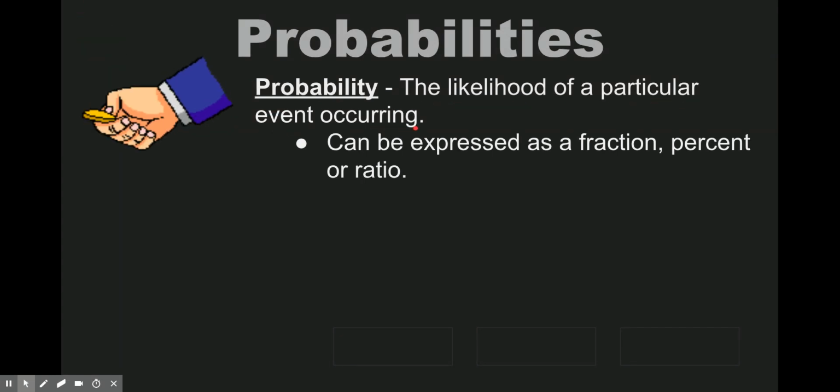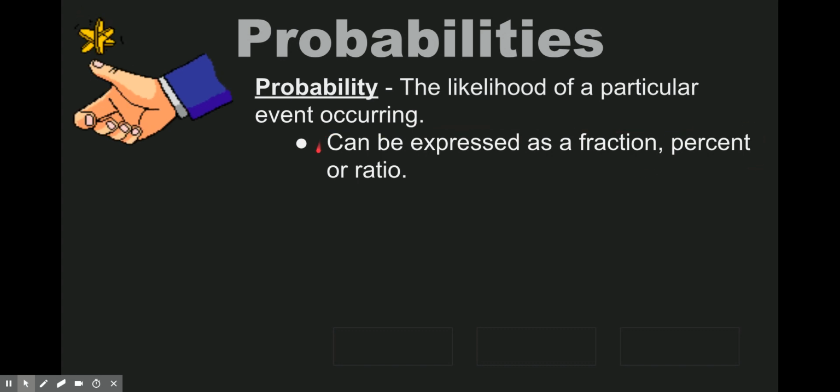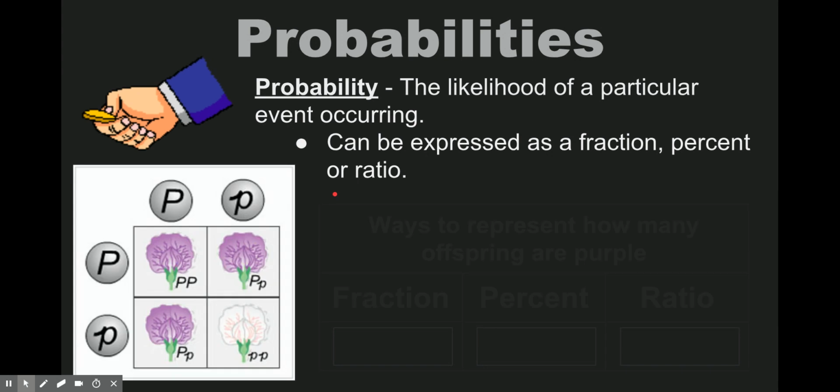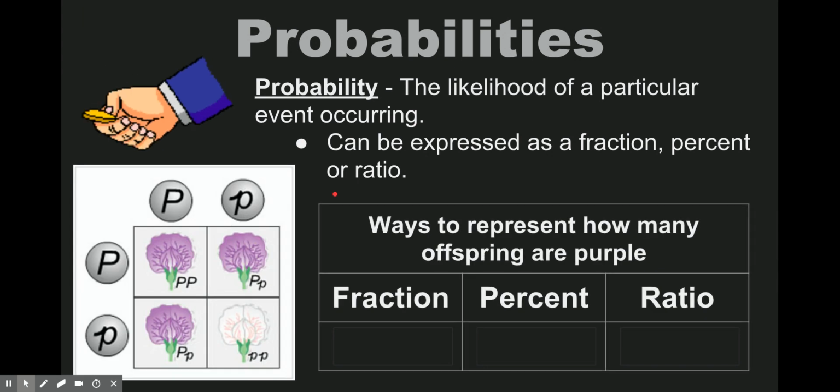So this should be going in your notebook because this will be on a vocab card. Probability is the likelihood of a particular event occurring. Now, it can be expressed as a fraction, percent, or ratio. Mr. Lord has told me that you guys focus mostly on fractions, but I also need you to know how to represent certain things in percents and in ratios, and we're going to get some practice doing that in a second. Pause if you need to, but I'm going to keep going.